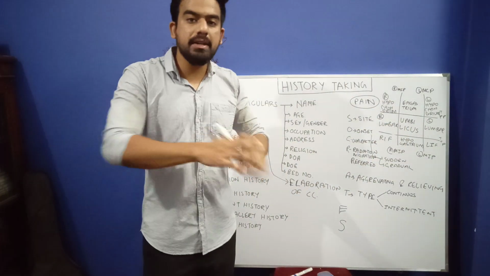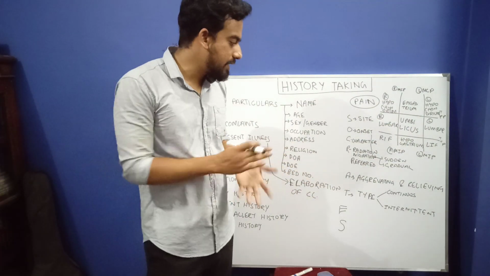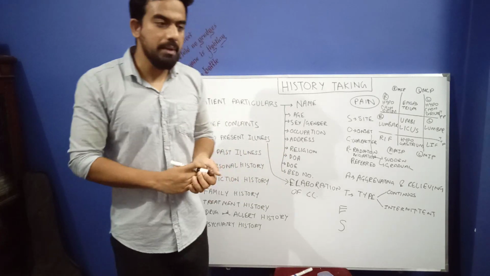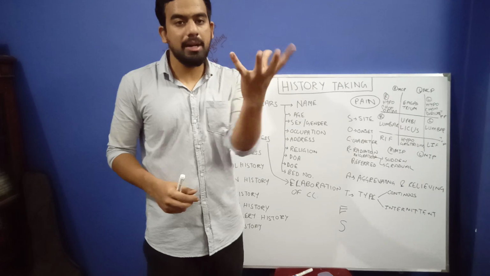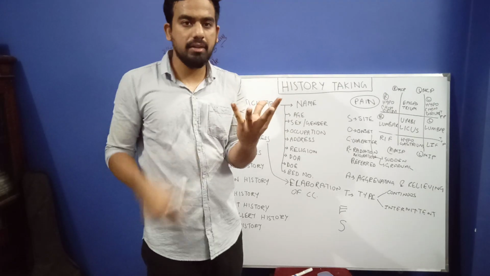Continuous pain means the pain is persisting always. Intermittent pain means pain is coming and going. Quickly, I'll give you an example. For example, you've seen the urinary bladder, right? It's more like a triangular organ like this.